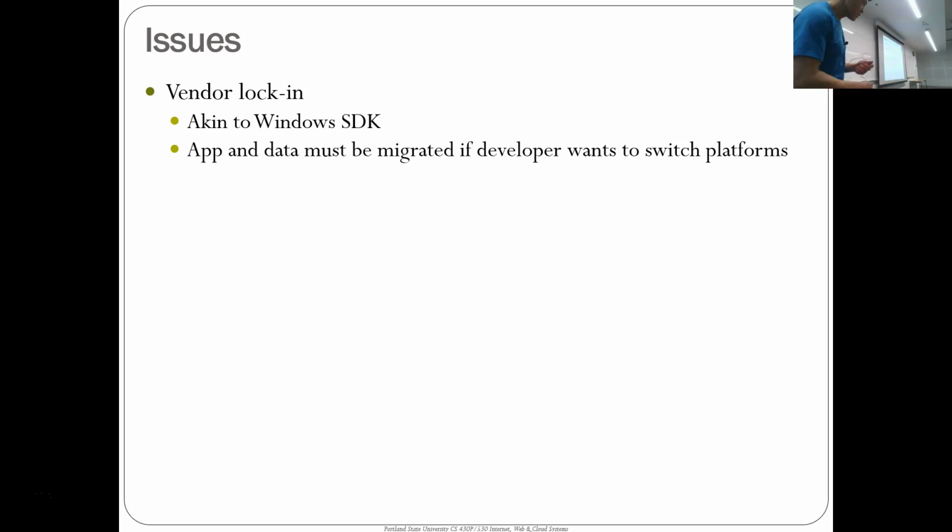Okay, so there are some issues with this approach. The first one is vendor lock-in. It's very similar to the APIs, right? And this is similar to what happened with the Windows SDK. You build an app to one of these proprietary backend things, and your app is stuck. You have to use that stuff. Otherwise, you're going to have to rewrite your app. So that's an issue. And if you want to migrate, you have to migrate both your app, you have to change all your source code, and you have to convert all your data.